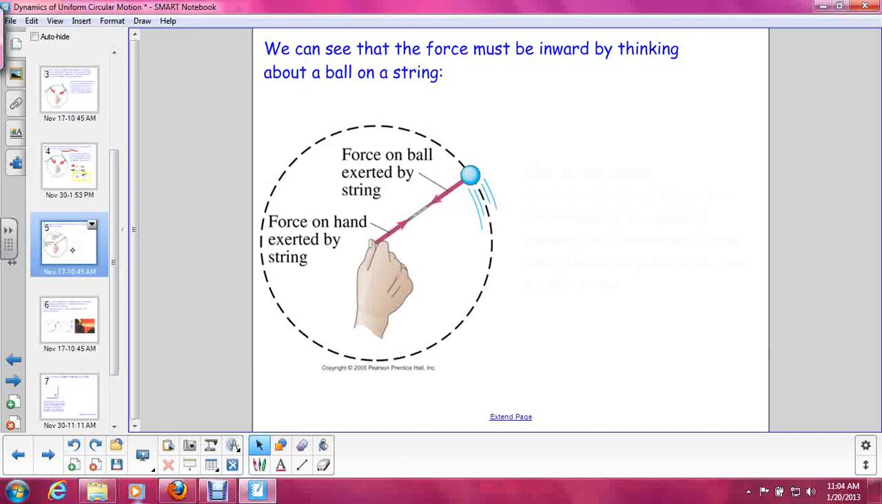So we can see that the force must be inward by thinking about a ball on a string. So if we draw a force diagram for this ball, we have gravity pulling it down, maybe a little bit of air resistance working against it, and the string is attached here, so we have tension from the string.